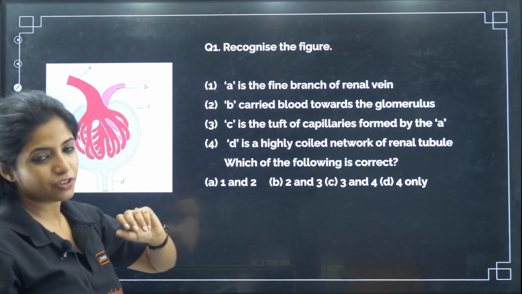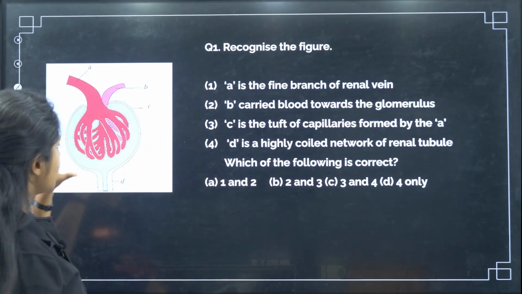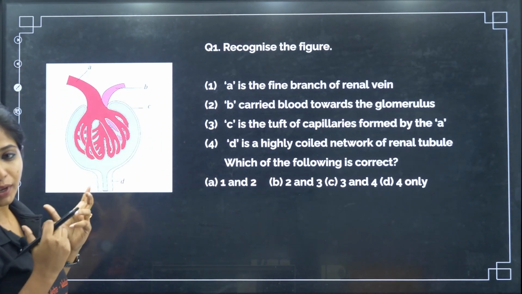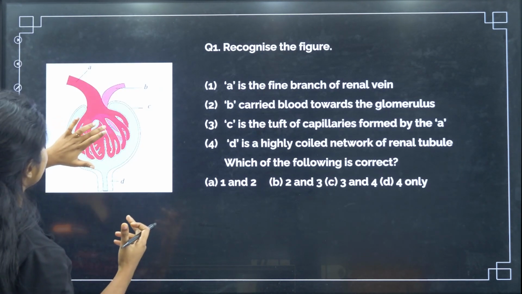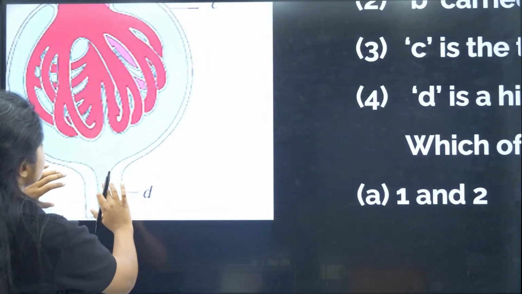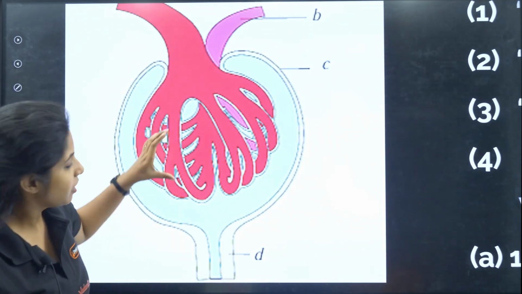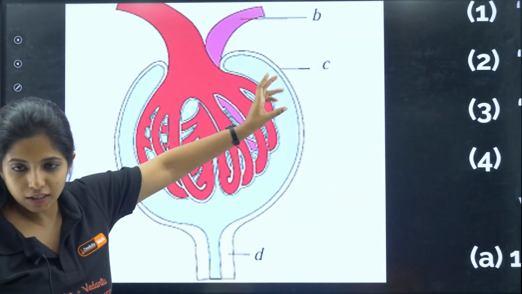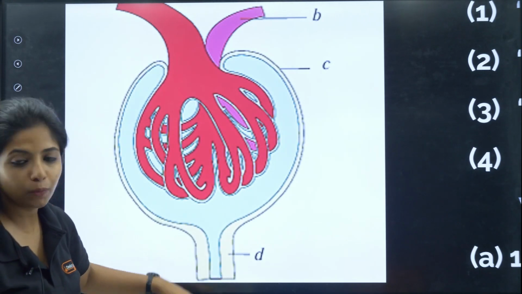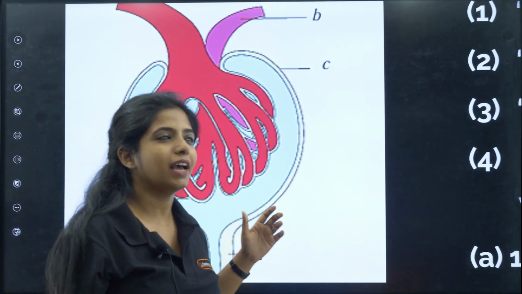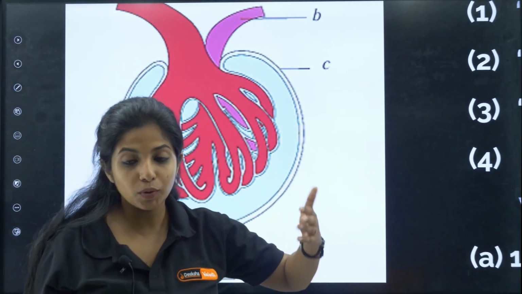Now starting with the first question, recognize the figure. What is this particular figure? It's something very usual that you can see probably in physiology, right? What is it? This is the Bowman's capsule. From here starts the renal tubule, that is the proximal convoluted tubule, and then the Henle's loop, and then the distal convoluted tubule and stuff like that.